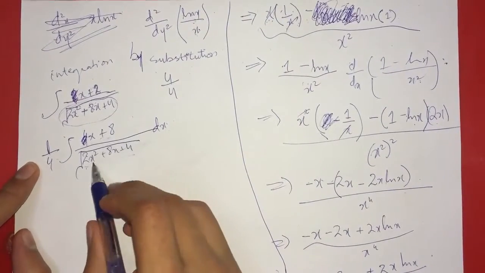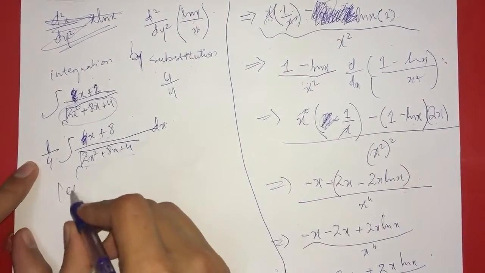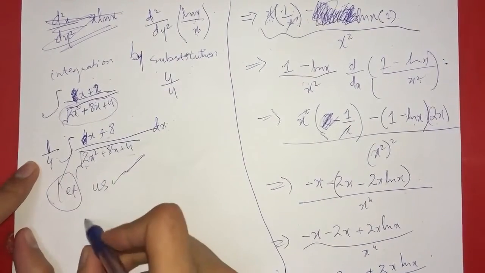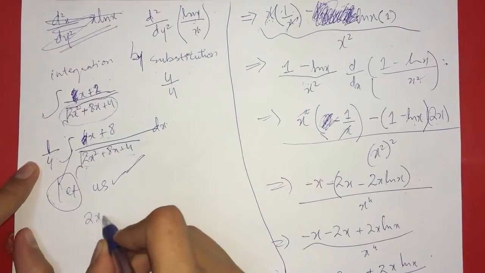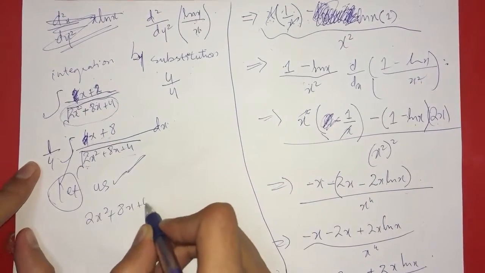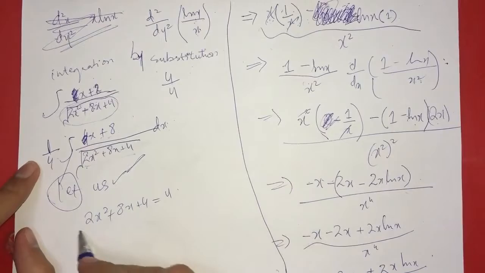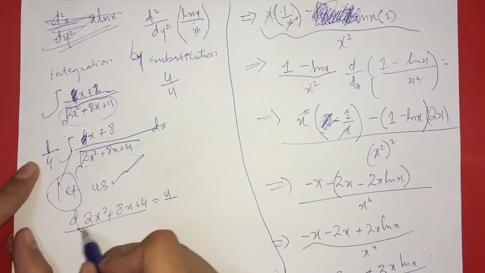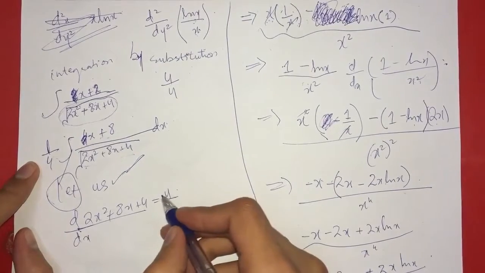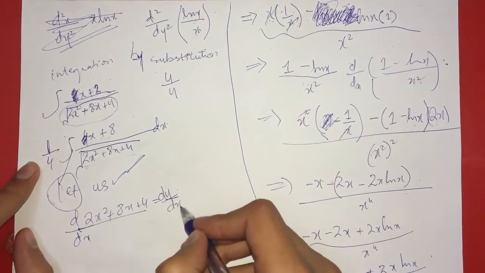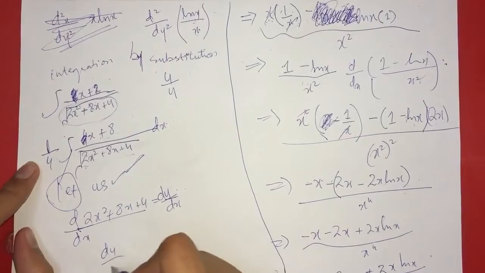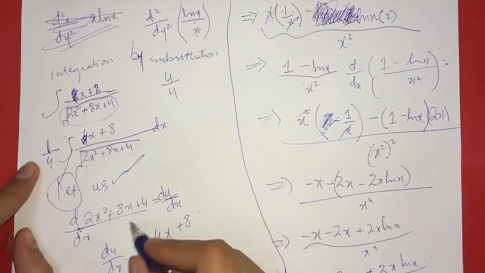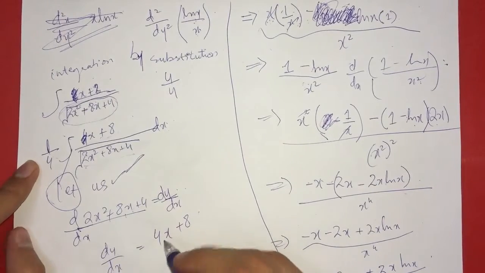So what we do, we take this "let", because in mathematics you can do anything with this word let. We let 2x squared plus 8x plus 4 equal u. So we let this term equal u. Then if we take the derivative of this term, d by dx will be du by dx, and du by dx is equal to 4x plus 8, because the derivative of this is 4x plus 8.